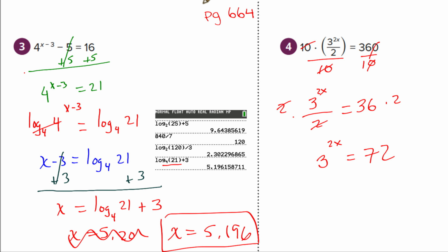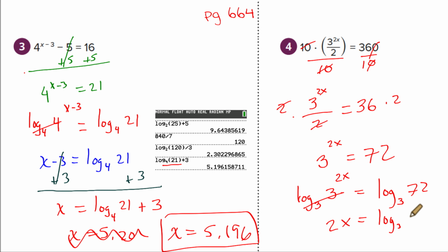So now guess what we need to do? You guessed it. The base is 3, so we're going to do log base 3. Log base 3 of 3 to the 2x, because that'll make them cancel out, right? Equals log base 3 of 72. So these will cancel out. I'm left with 2x equals log base 3 of 72.